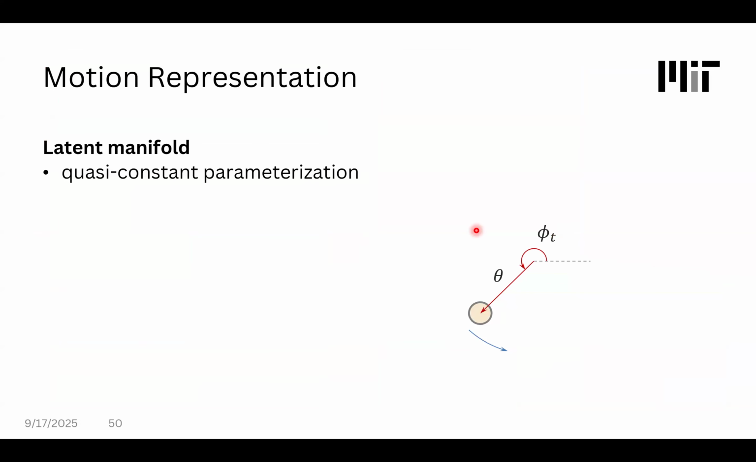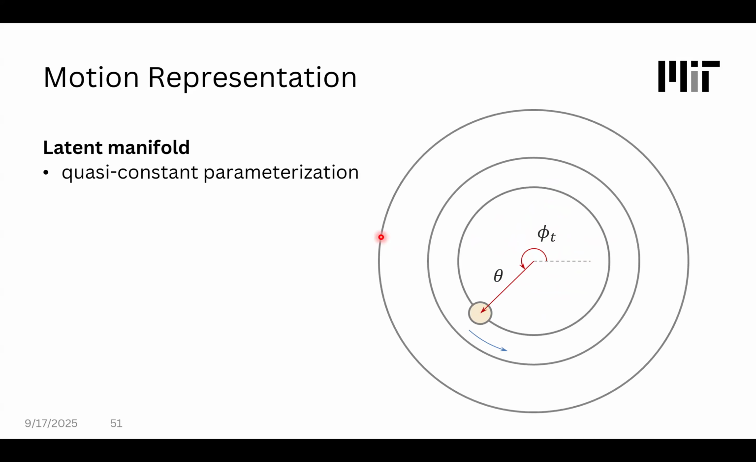Let me give you a schematic view of what we mean. If you think about theta, this frequency domain parameterization, which we call quasi-constant parameterization, as some radius, and phi, the phase, as some angle around a central point. While we're traversing a motion, we're inducing this ring. And if we have different motions, we have different rings of different radii.